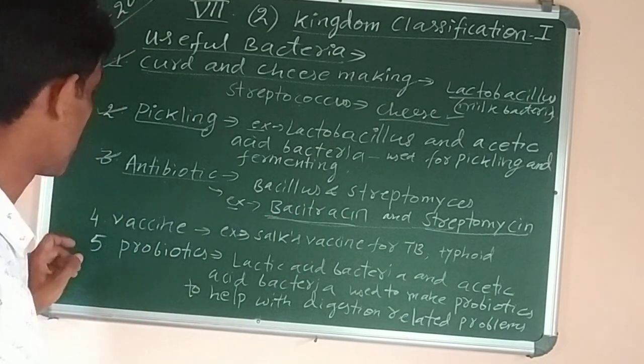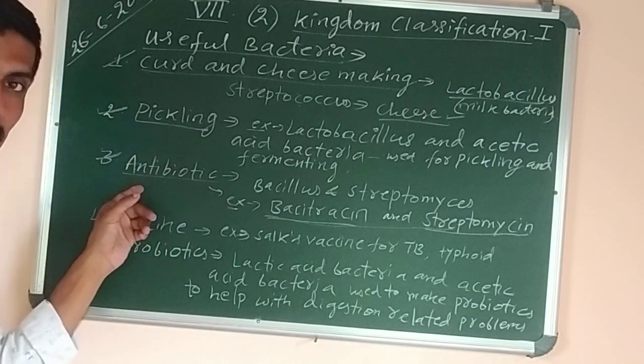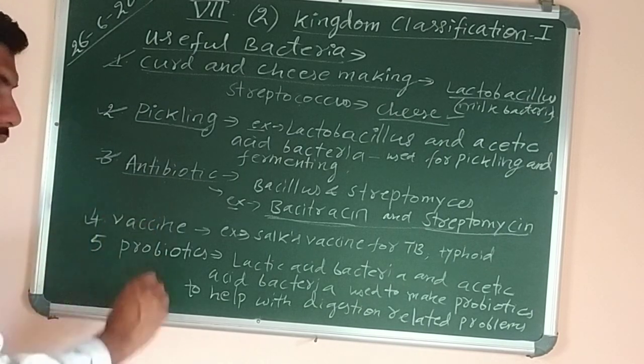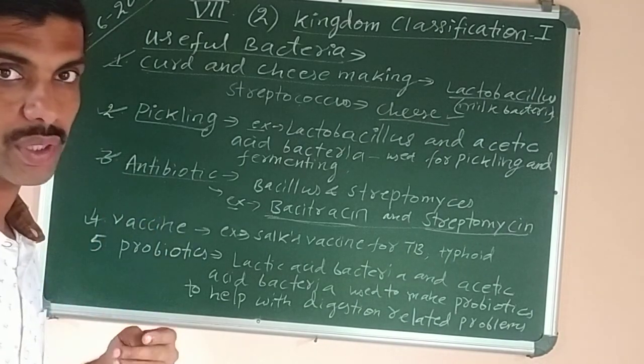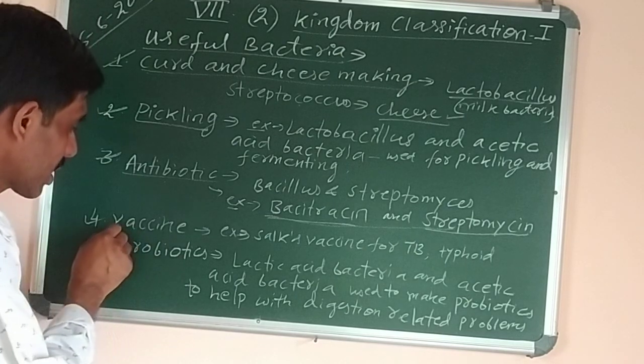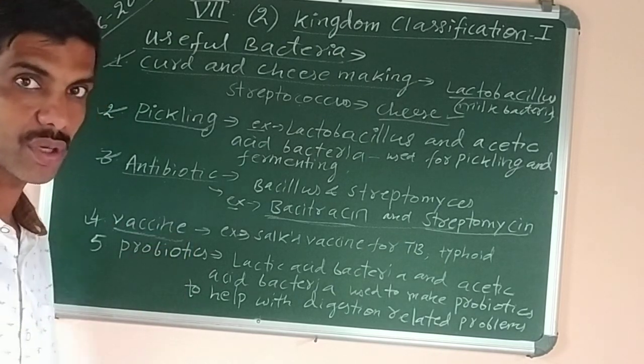Now the third one is also complete. What is an antibiotic? It is a medicine. Then we move on to the next one, that is number 4. What is the fourth usage of bacteria? I have written a word called vaccine. Nowadays it is in the news also.